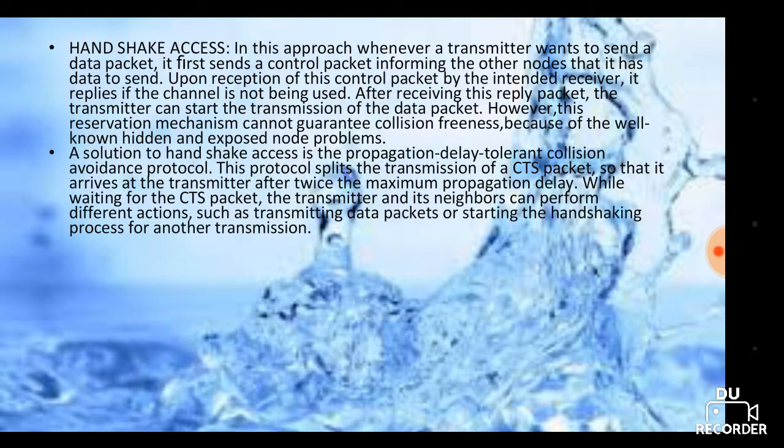A solution to the handshake access is the propagation delay tolerant collision avoidance protocol. This protocol splits the transmission of the CTS packet so that it arrives at the transmitter after twice the maximum propagation delay. While waiting for the CTS packet, the transmitter and its neighbors can perform different actions such as transmitting data packets or starting the handshaking process for another transmission.